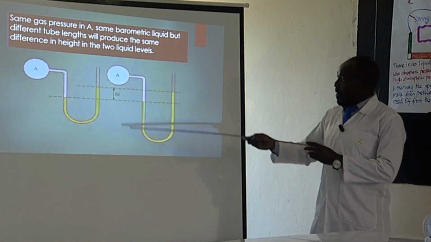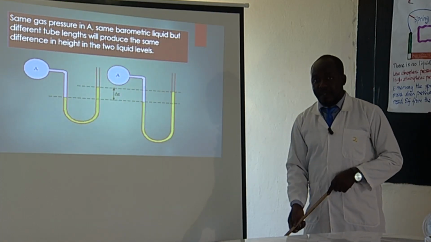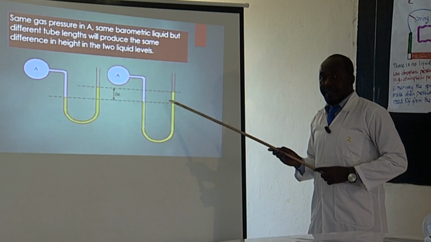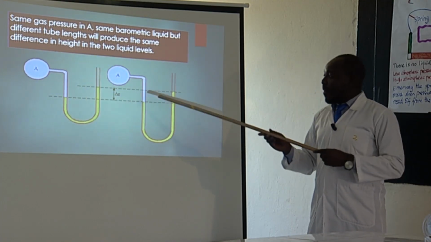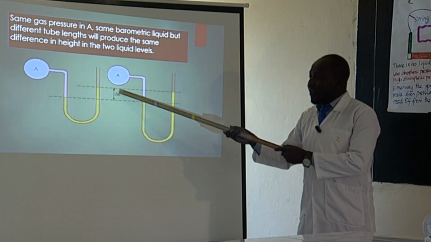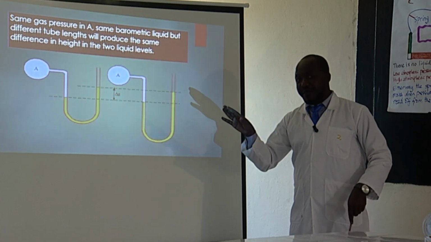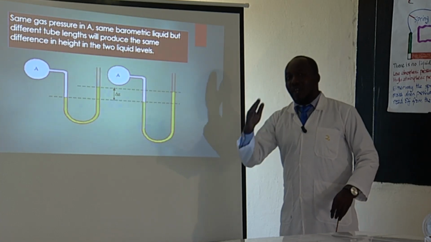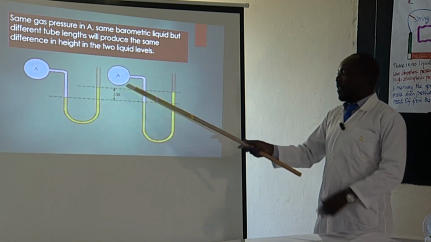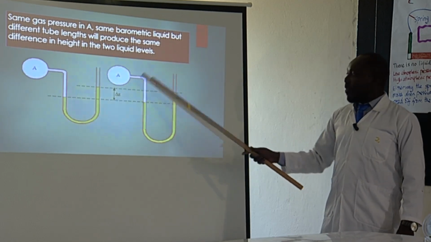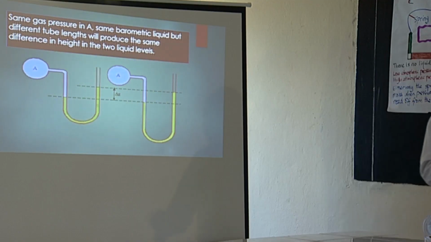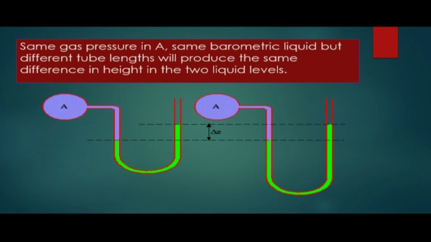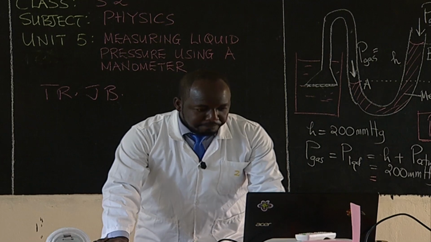So what are we saying? Same pressures, same diameters, same manometric liquids. What will happen to the difference in height if we are measuring the same temperature, same pressure? It will be the same, just like you can see here, for as long as you have enough liquid here which can almost fill up the manometer. Okay?